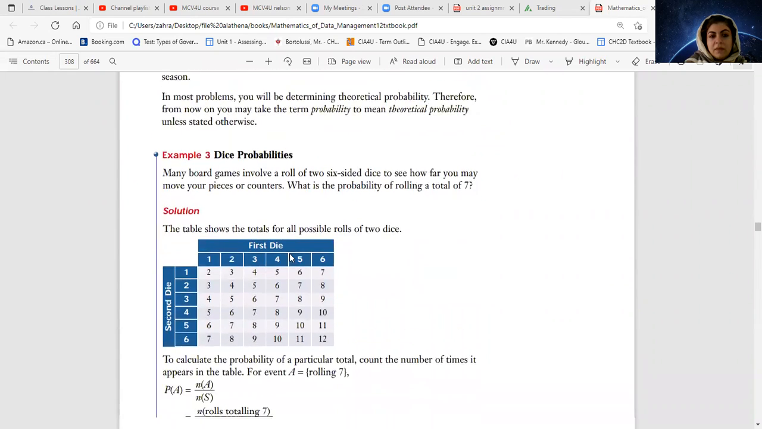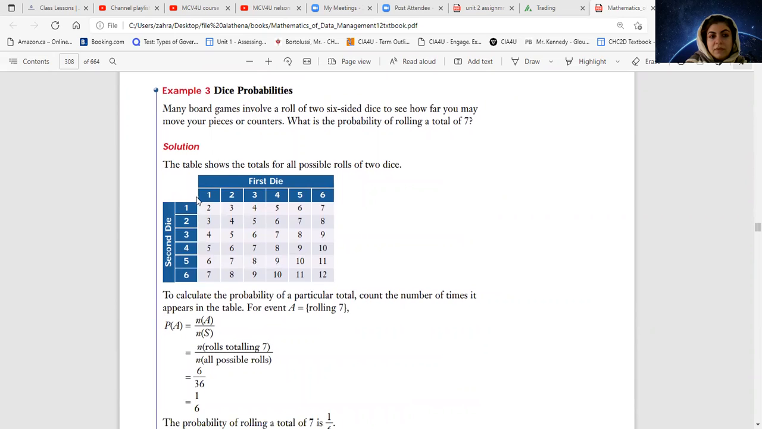Now here is another example. Many board games involve a roll of 2 six-sided dice to see how far you may move your pieces or counters. What is the probability of rolling a total of 7? So on this side, I put one of my dice from 1 to 6. The second dice is from 1 to 6. So we have to add them.